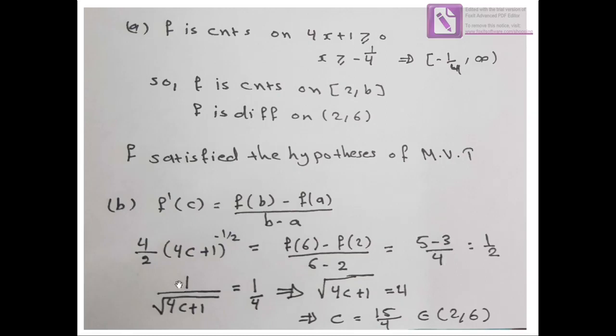So now if you simplify this one, this will be 2 multiplied by (4c plus 1) to the power minus half is equal to half. So it will be 1 over root of 4c plus 1 is equal to 1 over 4. If you do cross product, it will be the square root of 4c plus 1 is equal to 4. If you solve for c, c will be equal to 15 over 4. 15 over 4 is in this interval 2 to 6. So this is the c of our function f.